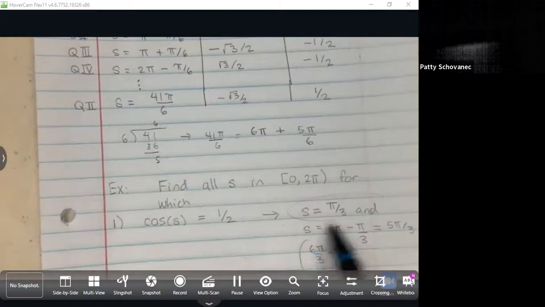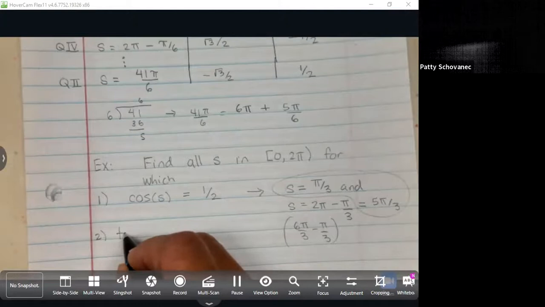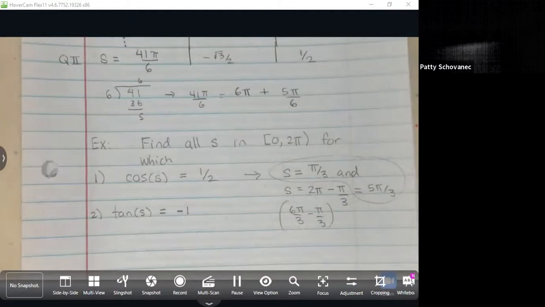Okay. Any questions on that? All right. How about where the tangent of a number s is equal to negative 1? So first let's blow off the sign. Tangent of what angle or arc length is going to be positive 1? Pi over 4. So that's going to be our reference number. Now we have to put it in the appropriate quadrant. In order for tangent to be a negative 1, I need to be in which two quadrants? 2 and 4.